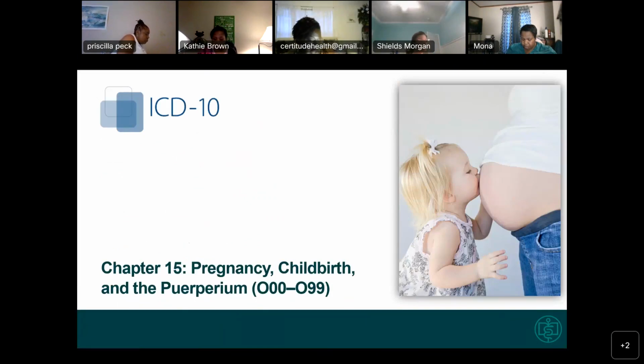So chapter 15 guidelines, page G20 as well. There are a lot of pregnancy guidelines, a lot. So obviously I won't be able to talk about all of them tonight. And you will get some practice, but please get your highlighter out again. And before we get into the guideline, let's go to the tabular list. I'm sorry. Let's go to the alphabetic index to pregnancy.